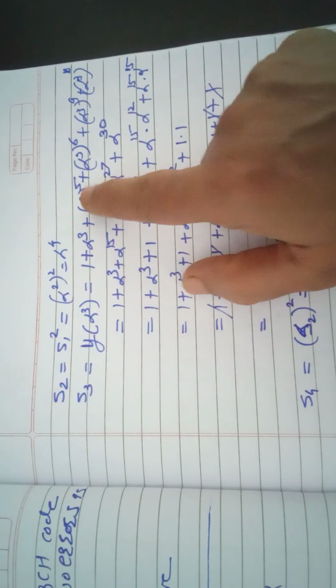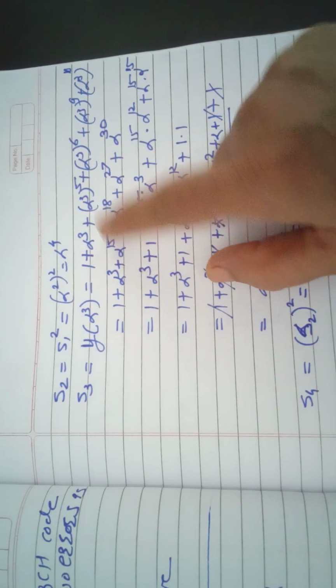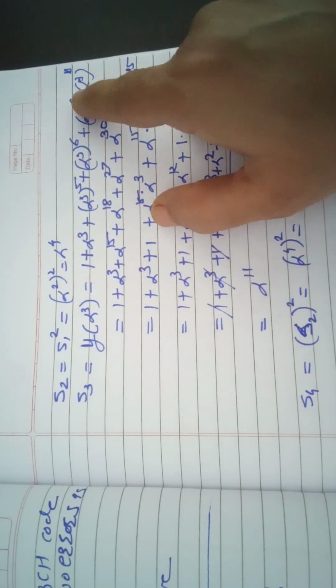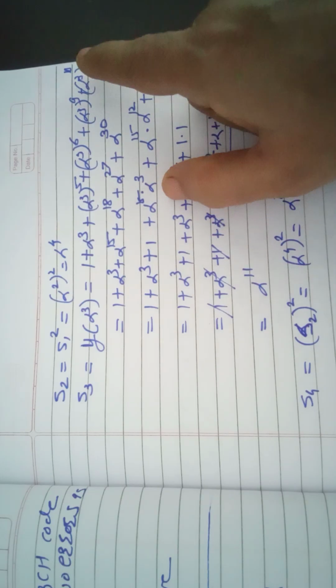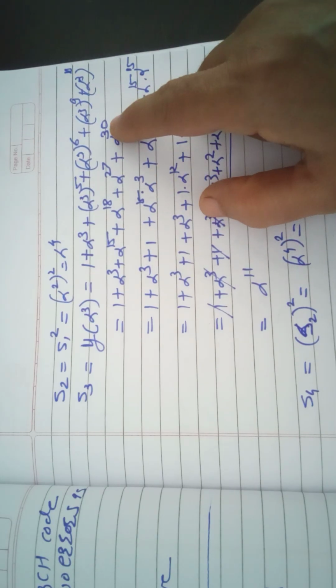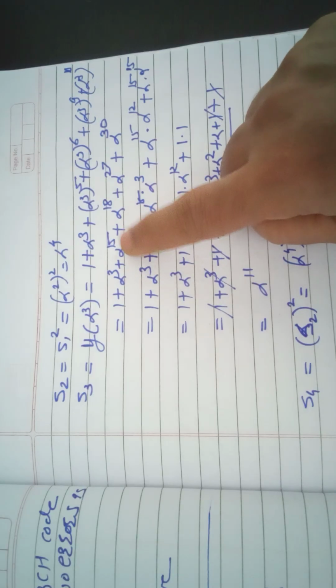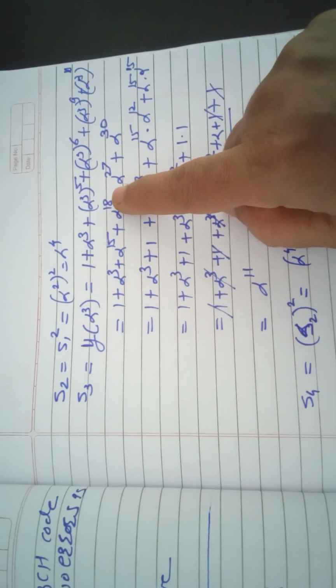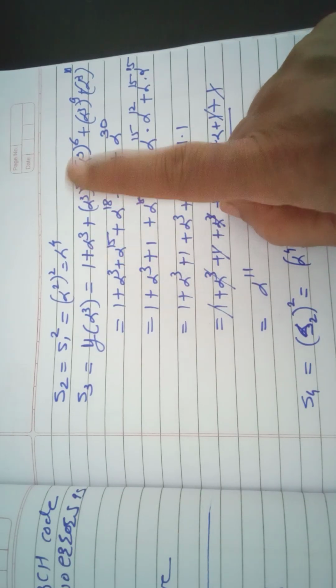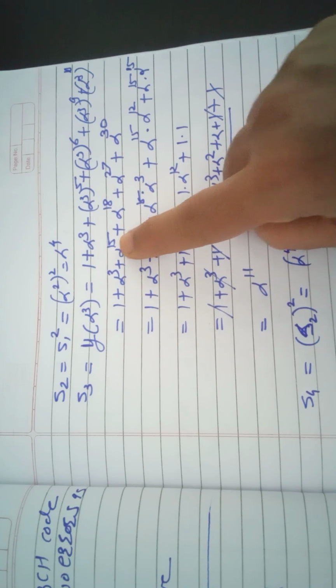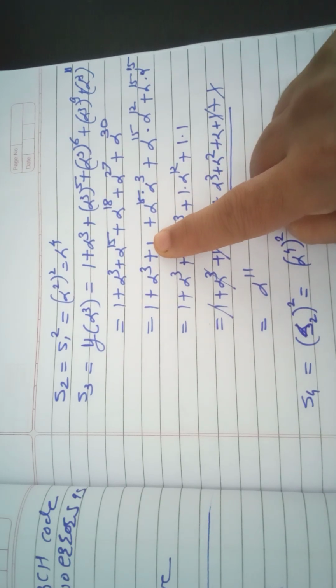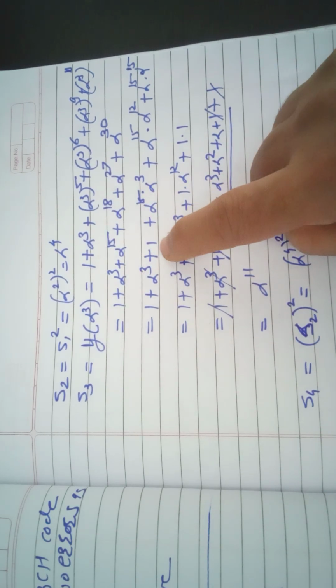So 1 plus alpha cube, 5 3s are 15, 6 3s are 18, 9 3s are 27, and 10 3s are 30. After that, whenever the power goes beyond 15, you have to express it in terms of 15. So alpha 15 is 1. For Galois field 16, always alpha raised to 15 is equal to 1.